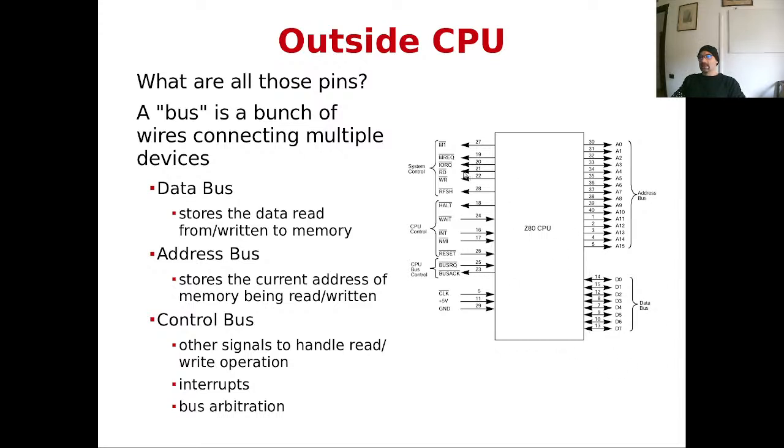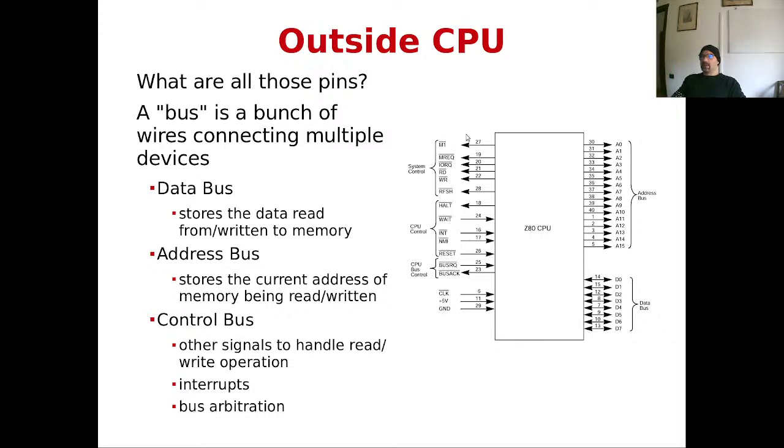Then it asserts this read pin, so it says I want to read now, and then it waits a bunch of cycles until the memory responds by putting on the data bus the value of memory, the value that is stored in the memory location, which is asserted on the address bus, right?